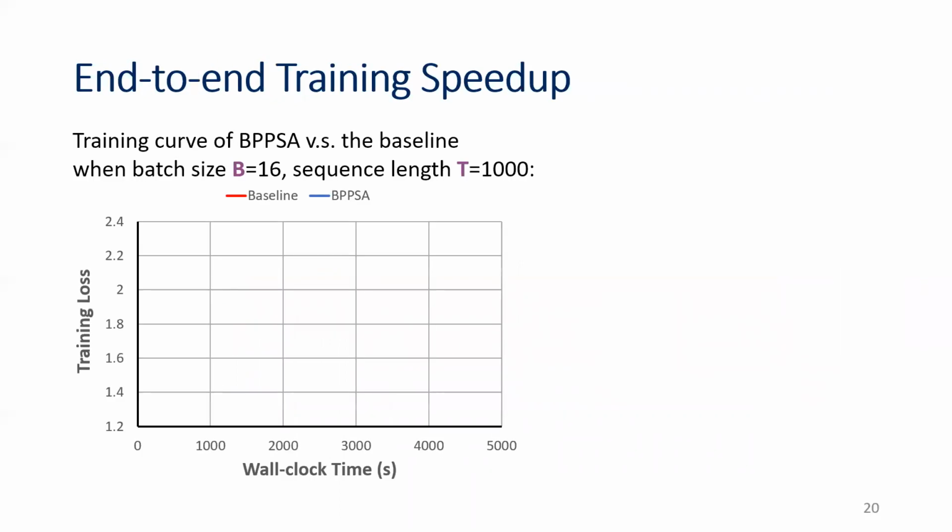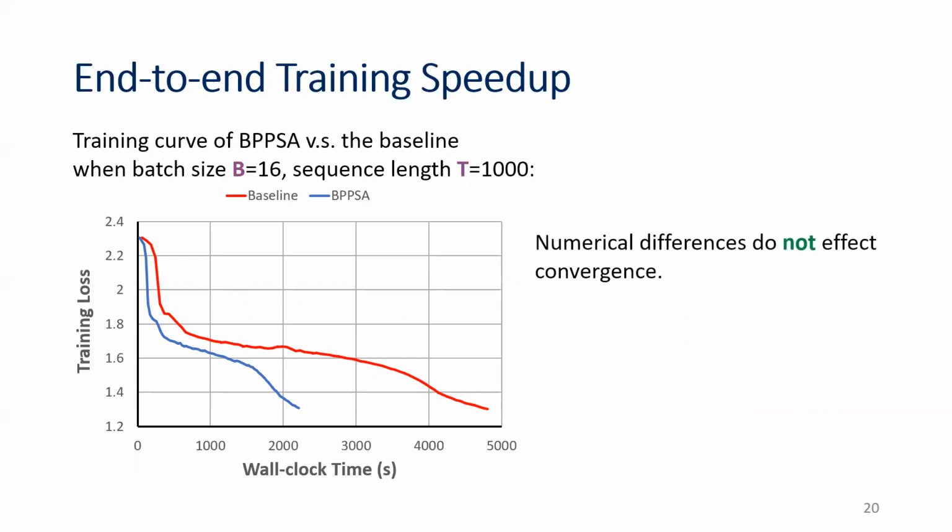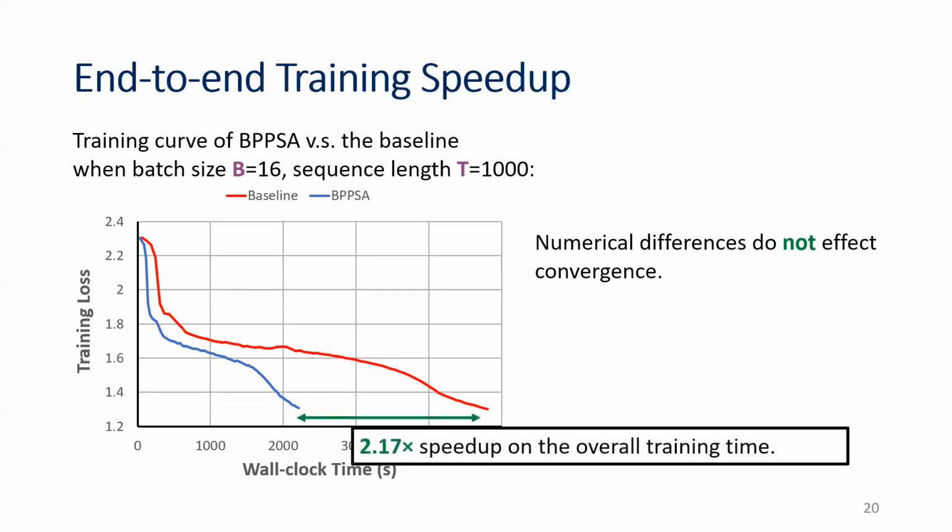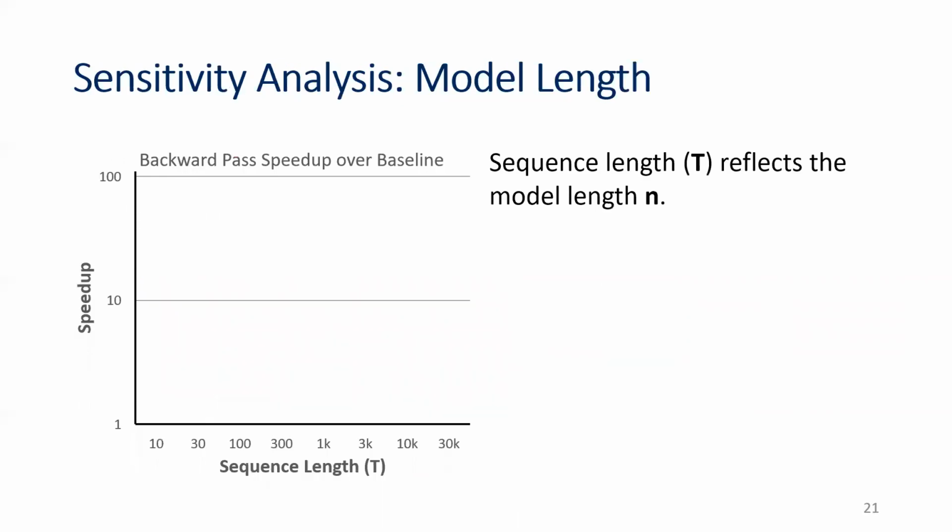We perform end-to-end training with the batch size of 16 and the sequence length of 1,000 and plot the training loss curve with respect to the wall-clock time. As you can see, the blue curve, which is our method, is essentially the red curve, which is the baseline, scaled down horizontally. Note that even though our method produces mathematically equivalent gradients, there might be numerical differences due to the Jacobians being multiplied in a different order. This figure here confirms that such numerical differences do not affect convergence. And we can observe a 2.17x overall speedup in this case.